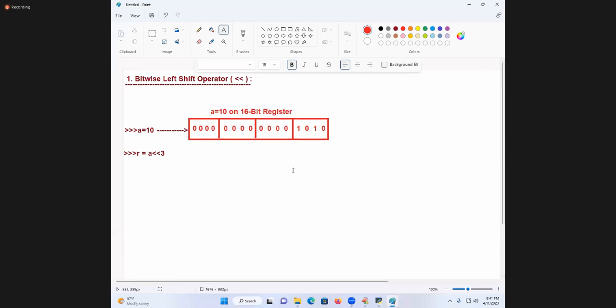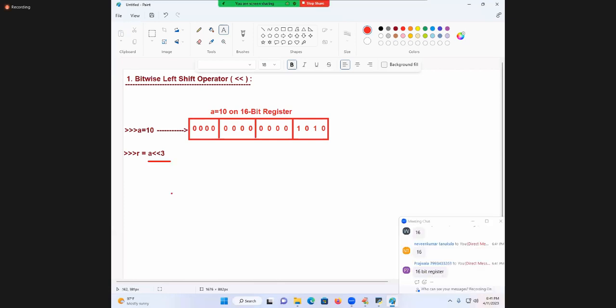Now, after that, A double less than 3. What is the meaning of this? The name itself says left shift. What is the meaning of the arrow itself? You recognize this arrow. Which direction is it moving, left or right? That's why they named it the left shift operator. Left shift says how many bits will be flipped off. Flipped off means removed.